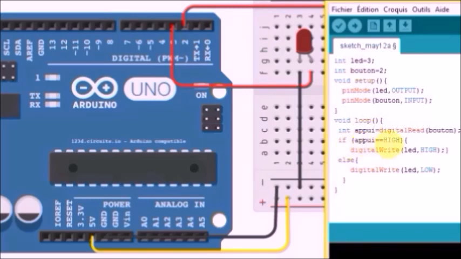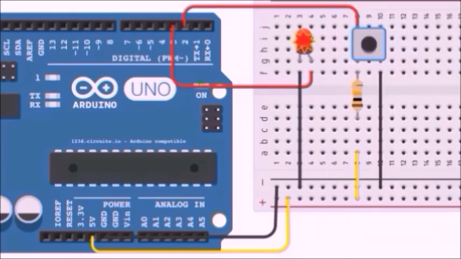If appui has a high value, then we switch on the LED with a classical digital write. Or we light off the LED. Let's see what will happen. The LED is on and we push the button. It goes off because we connected everything in pull up.